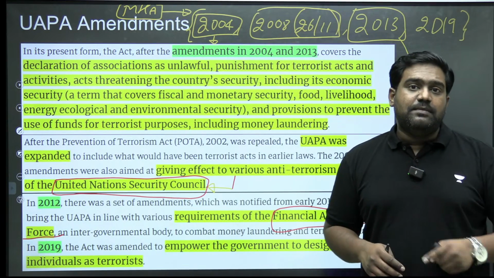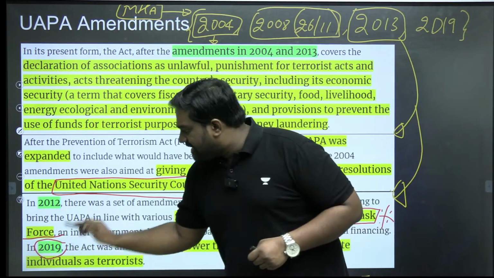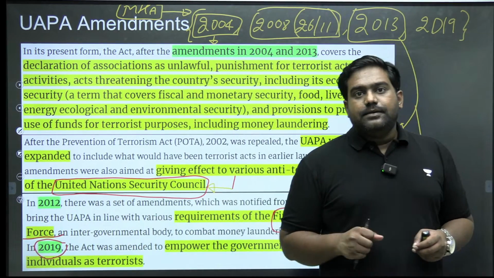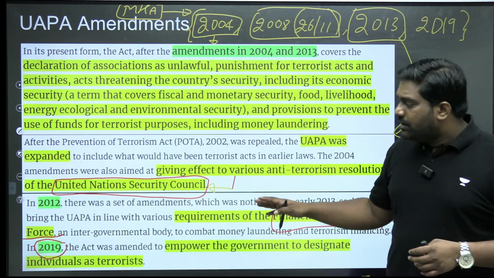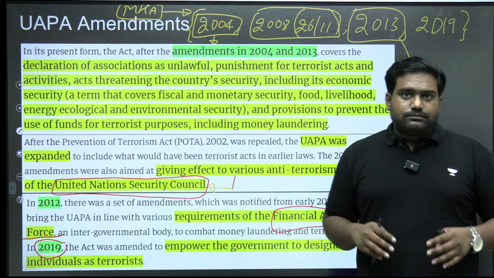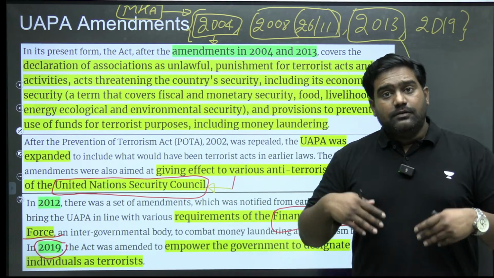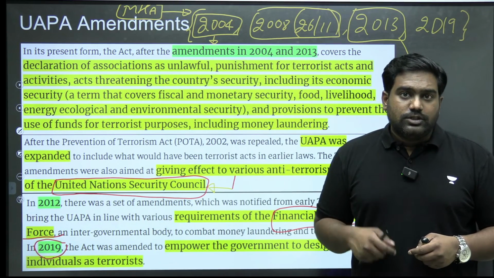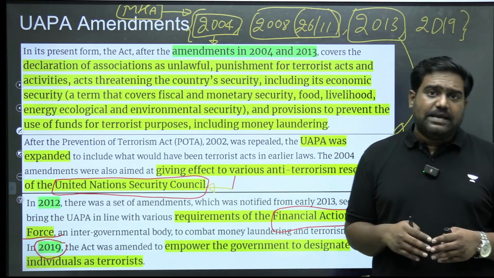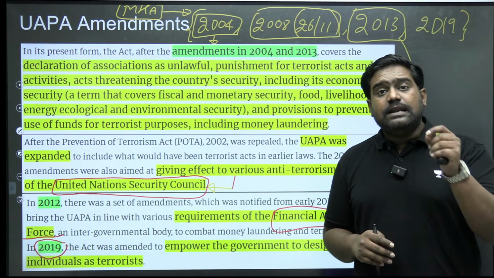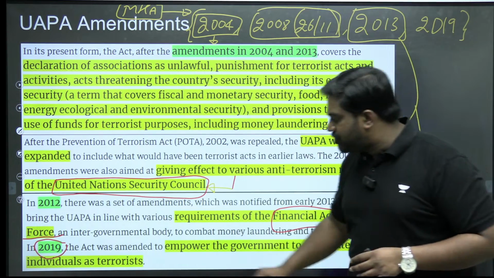But the latest amendment done in 2019 is of critical importance. With the recent amendment in 2019, along with UAPA, even the NIA Act was amended, which expanded the powers of the NIA. And through the UAPA amendment in 2019, further additional powers have been given to the law enforcement agencies. The biggest change done to UAPA in 2019 was that even individual terrorists now can be designated by the Ministry of Home Affairs.